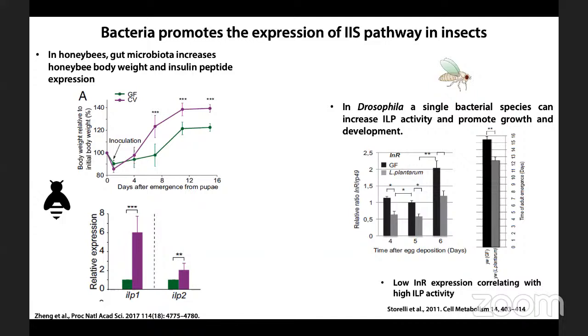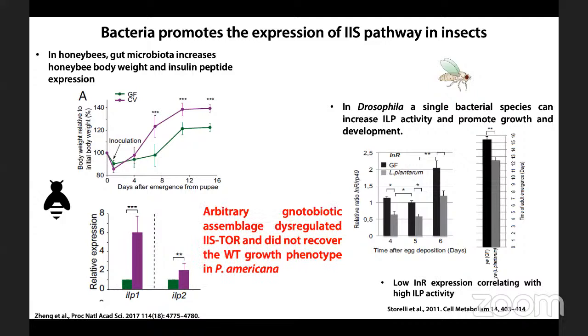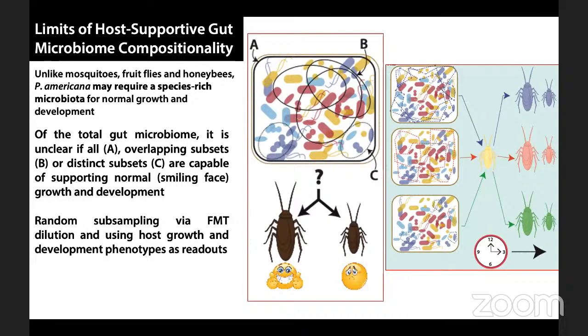in these insects. So what this suggested to us was that our somewhat arbitrary, and I say somewhat arbitrary because we looked at the genomes and we were like, they can do great things for their diet, they must be important, but these somewhat arbitrary assemblages were not capable of relieving the dysregulation that was observed in germ-free. And more importantly, were not able to recover wild-type growth phenotypes in our insect. And so that's led us to this next investigation, which is to be less arbitrary and maybe a little bit more random. And what do I mean by that?